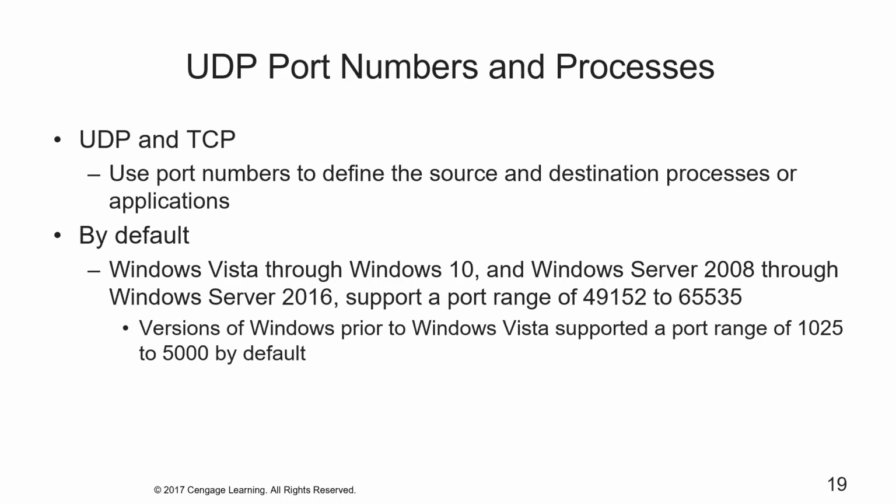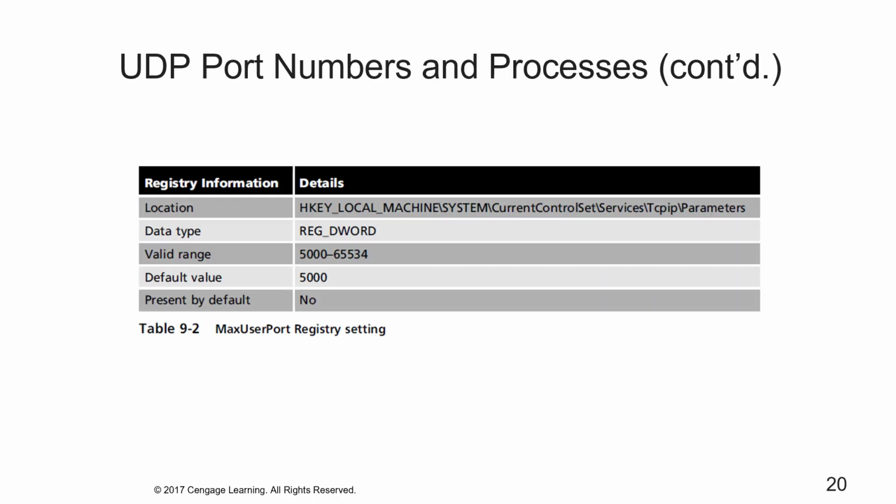So for UDP port numbers and processes, both UDP and TCP use port numbers to define the source and destination processes or applications. And when we talked about the destination port number field, the source and the destination port numbers are not necessarily the same within a conversation between two hosts. Now, by default, Windows Vista through Windows 10, Windows Server 2012, and 2016 support a port range of 49,152 to 65,535. And here's an example of the max user port registry setting that stores that value.